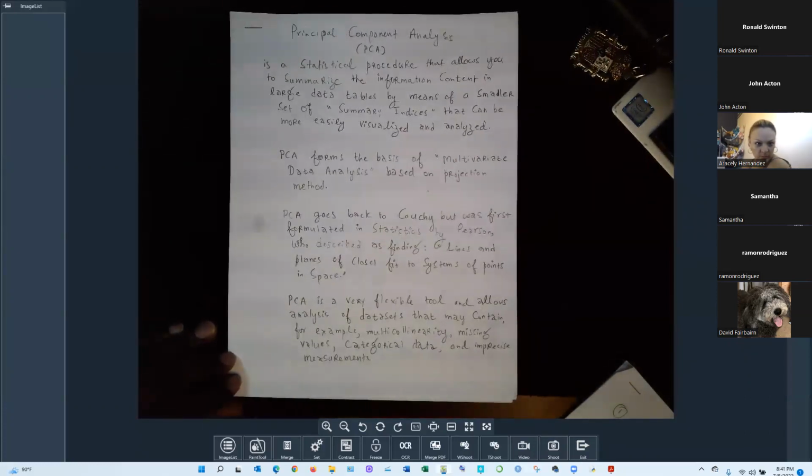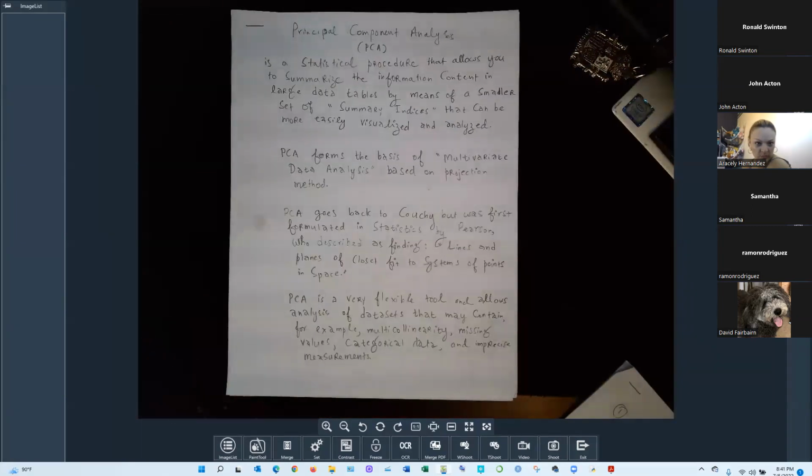And then from this one, how are we going to go back to factor analysis? See? Principal component analysis is a statistical procedure that allows you to summarize the information contained in large data tables by means of a smaller set of summary indices. That means when you have a large number of variables, so many variables, okay, let's say you have regressor variables. You were trying to fit these variables, with the aid of these variables, you are trying to explain another dependent variable.